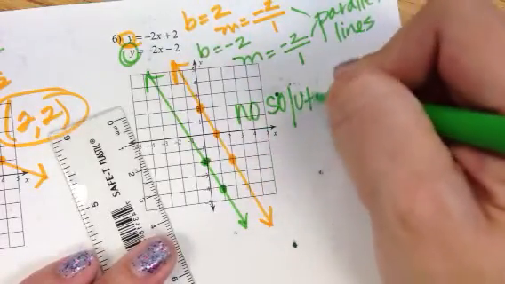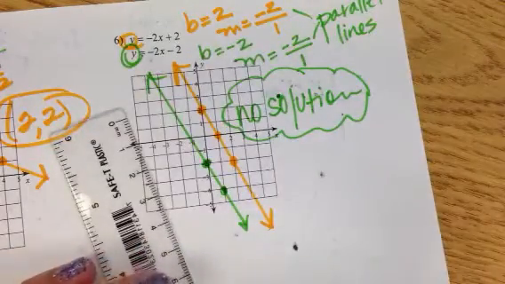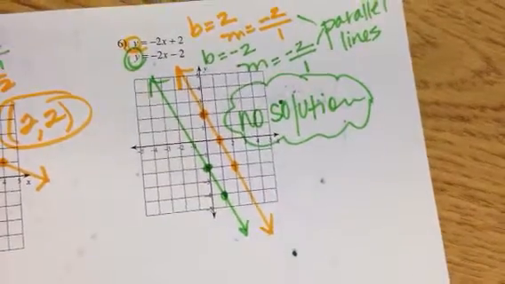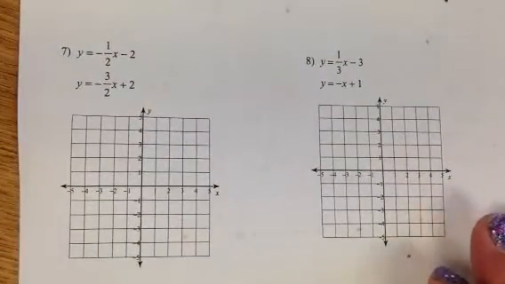Remember our light buff colored foldable talks about when we have infinitely many solutions, no solutions, or one solution. All the rest of the systems on this page have had just one. Let's take a look at number 7.